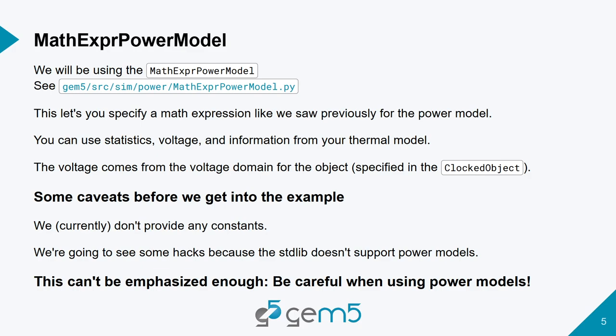A couple of caveats. I know I'm giving you lots of caveats. gem5 is not going to give you any of the constants that you need to develop your power model. So you have to figure out on your own what you think the cost of accessing the cache is. Though we do have some ideas on how we might be able to present some of these constants in the future. And in our example, you're going to see some weird hacks, because the standard library doesn't really support power models right now. That's another thing that hopefully gem5 24.1 will work better on. And yeah, I can't emphasize this enough. Be really, really careful when you're using power models.